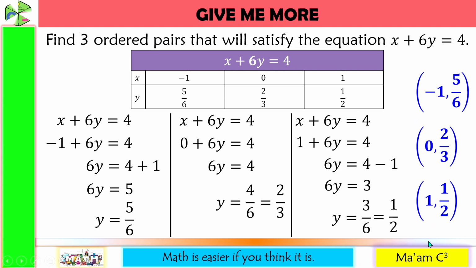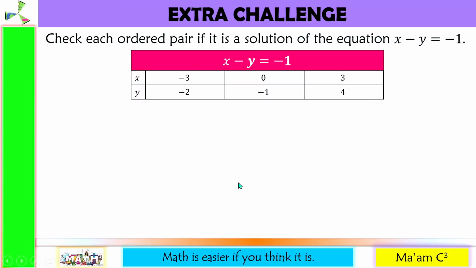What if we do it the other way around? Let's do extra challenge. Check each ordered pair if it is a solution of the equation x minus y equals -1. The ordered pair is a solution if it satisfies the equation, meaning the left side will be equal to the right side. So let us check if these ordered pairs are all solutions of this equation.